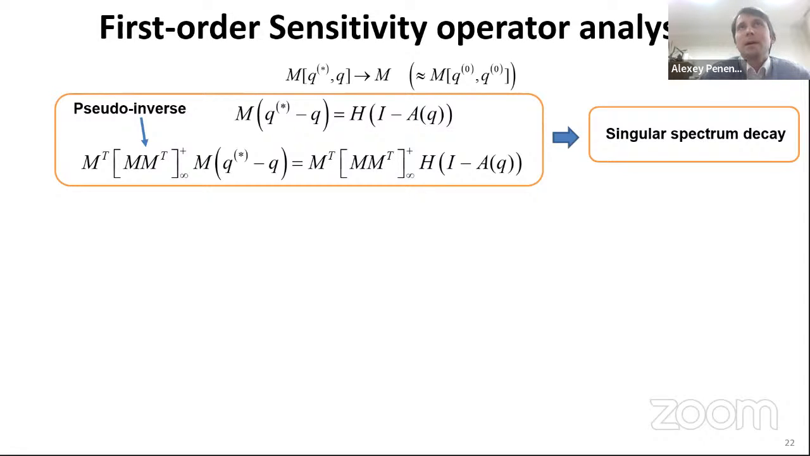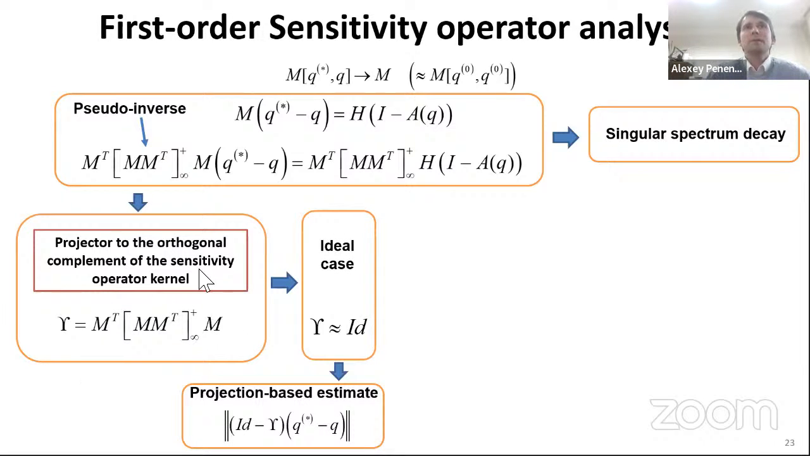So we can consider the kernel of the sensitivity operator, and it describes the information that is lost when we go from the source to the measurement data. We can quantify it by the projector onto the sensitivity operator kernel and the orthogonal complement of this projector. In the ideal case, it should be equal to identity. It means that all the information about the source is still in the measurement data, and we can reconstruct it. The first estimate is a projection-based estimate. We just take the difference between the identity operator and this projector and apply it to the exact solution.